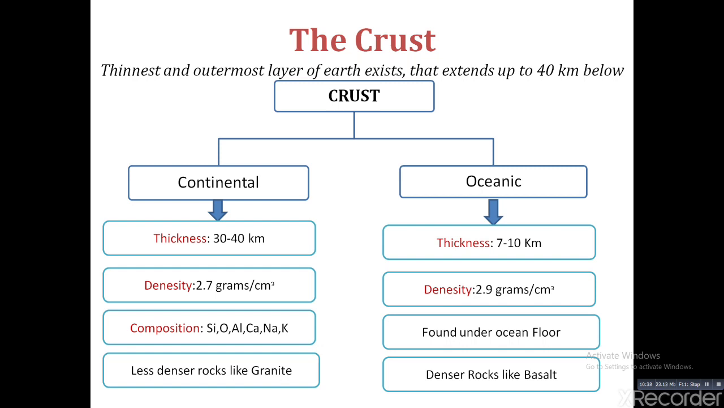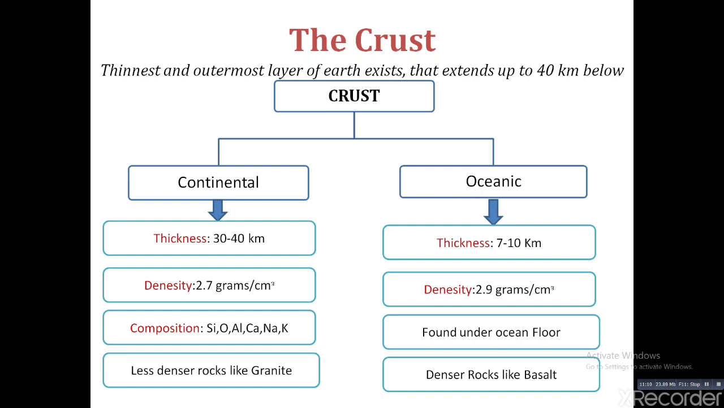The continental layer. The thickness of this layer extends from 30 to 40 kilometers, and the density of the rocks in this layer is 2.7 grams per cubic centimeter. The composition of the rocks in this layer contains silica, oxygen, aluminum, calcium, sodium, and potassium. The rocks in this layer are less dense, like granite.